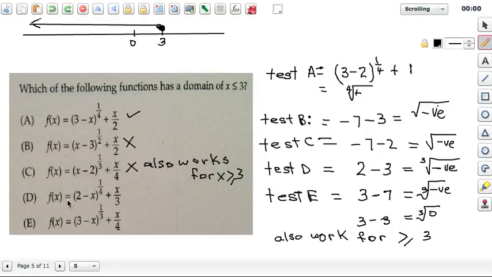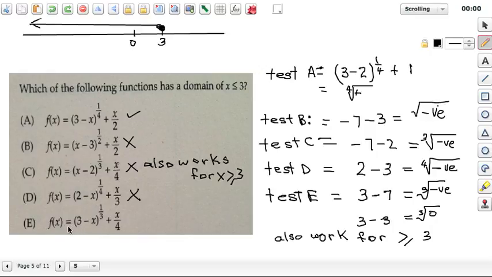Test for D. 2 minus x is raised to the quarter, or it's a fourth root, so I must not get a negative here. If I picked a number greater than 2, if I pick 3, 2 minus 3 is a negative number, and I cannot work with that, so I will reject D on the grounds that I can get a negative number here.